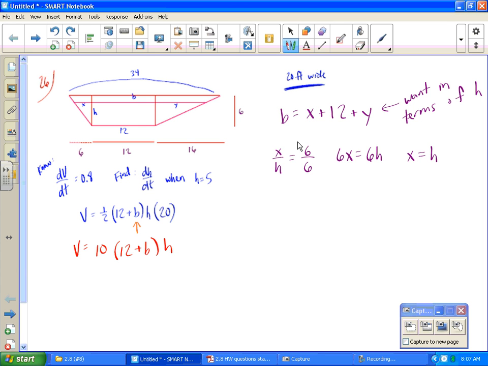Try to set up a proportion for this triangle here, and solve for y, get y in terms of h.